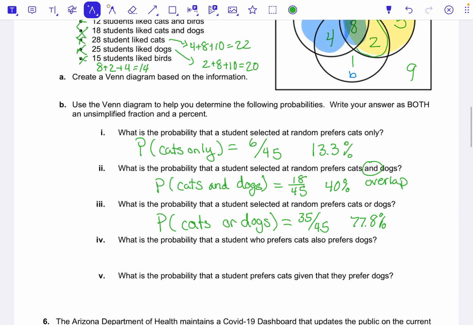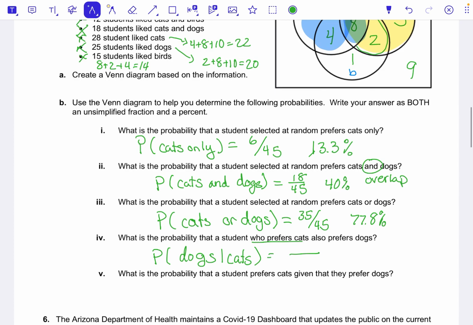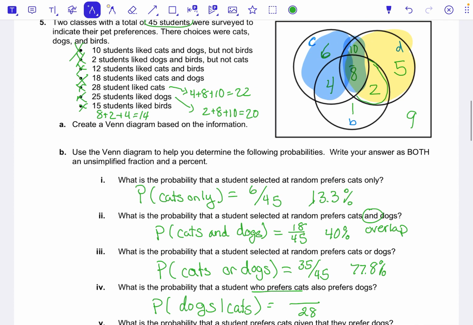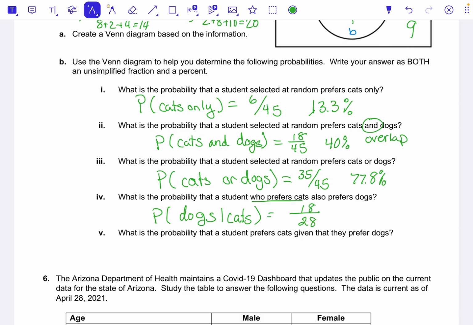All right, next up, probability that a student who prefers cats also prefers dogs. So in this setup, the given is that the person likes cats. And we want to know how many of them also prefer dogs. So let's start with the blue we highlighted, the people who like cats. Remember, 28 students liked cats. And of those 28, the yellow-blue overlap, those are the people who like cats and dogs. So the 18 who liked both. And that would be 64.3%.